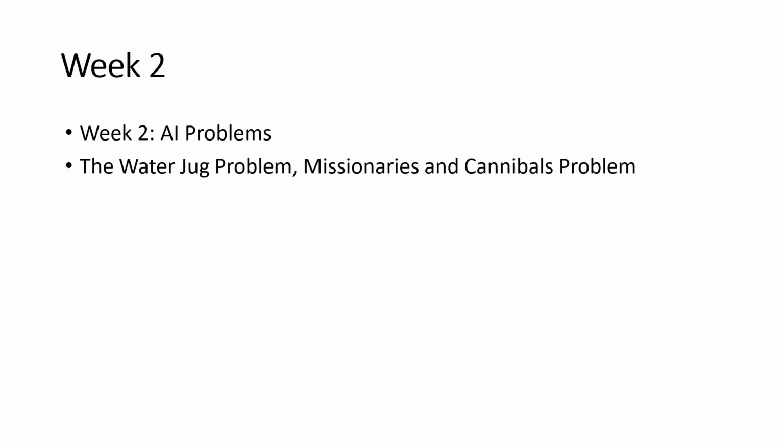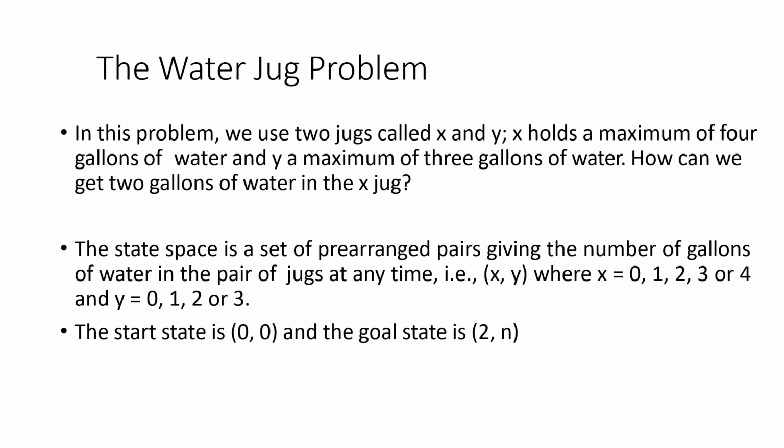Today we are going to discuss part 3 of the two topics. We will see some of the AI problems, examples: the water jug problem and the missionaries and cannibals problem. So first we will discuss the water jug problem.